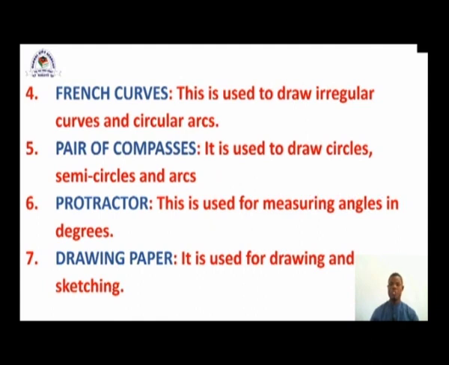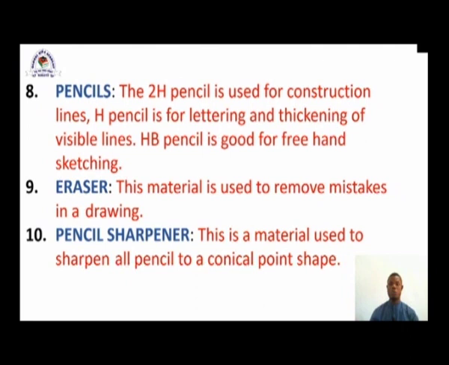The drawing paper is used for drawing and sketching. The pencil, you have the 2H here, which is used for construction lines. The H pencil is used for lettering and thickening of visible lines. The HB pencil is good for freehand lettering or sketching.